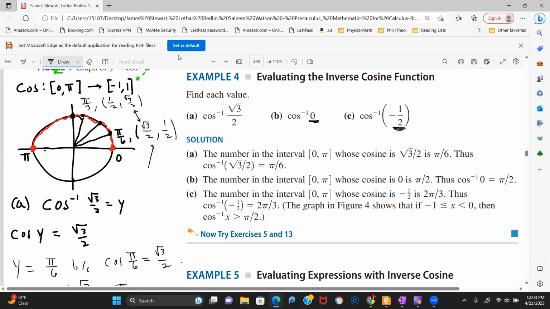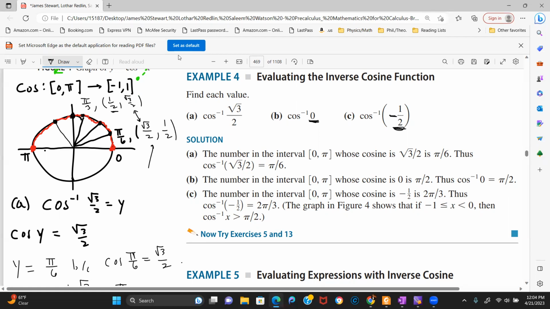Now, notice for pi over 3, our x coordinate is 1/2. That's close, but we want negative 1/2. So we need to take the complementary angle over here to get the x coordinate negative. All right, so this angle is going to be, well, it's angle or arc length. So what is the angle or arc length measure for this?